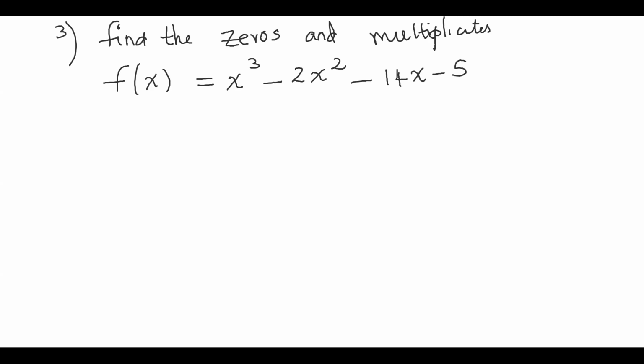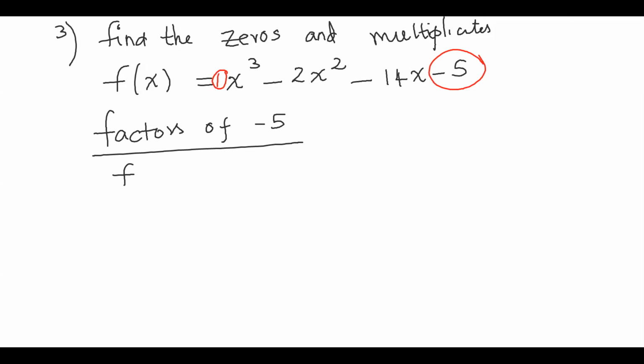So we have to find the factors of -5, and there is no number in front of x cubed. That means there is 1 here. So let's write all the factors. Again, it's always going to be plus or minus, because both positive and negative numbers can go into any number.